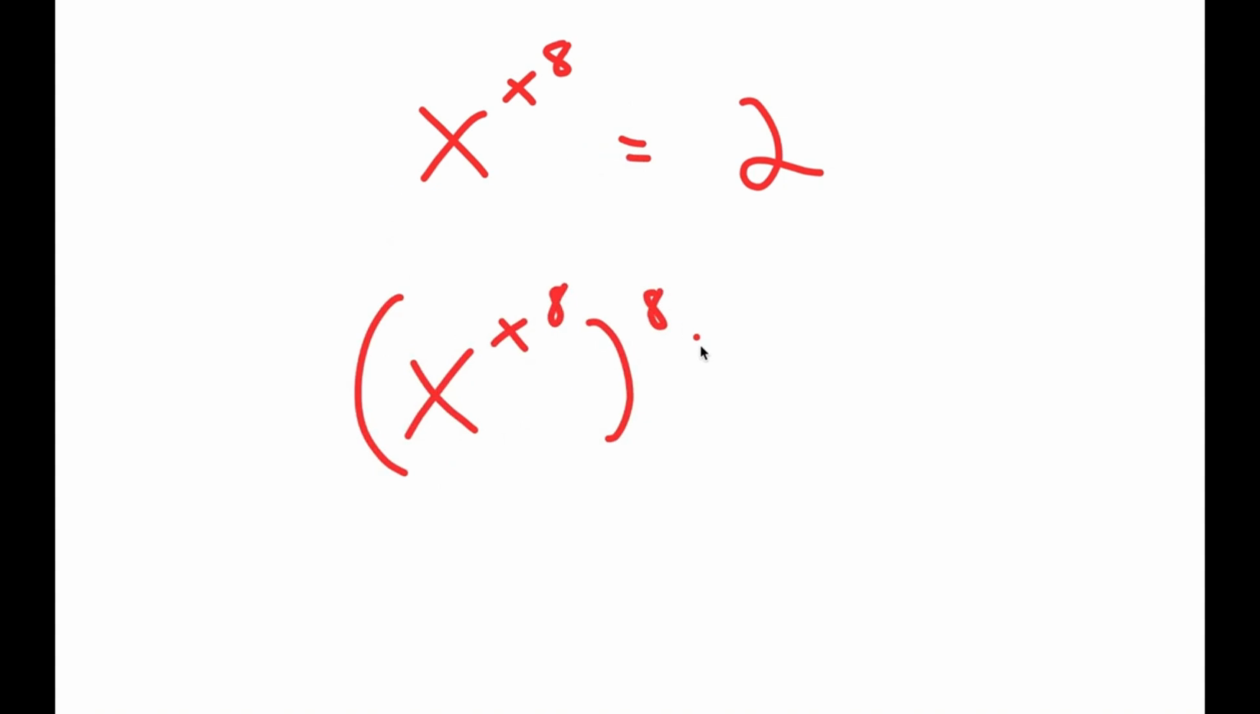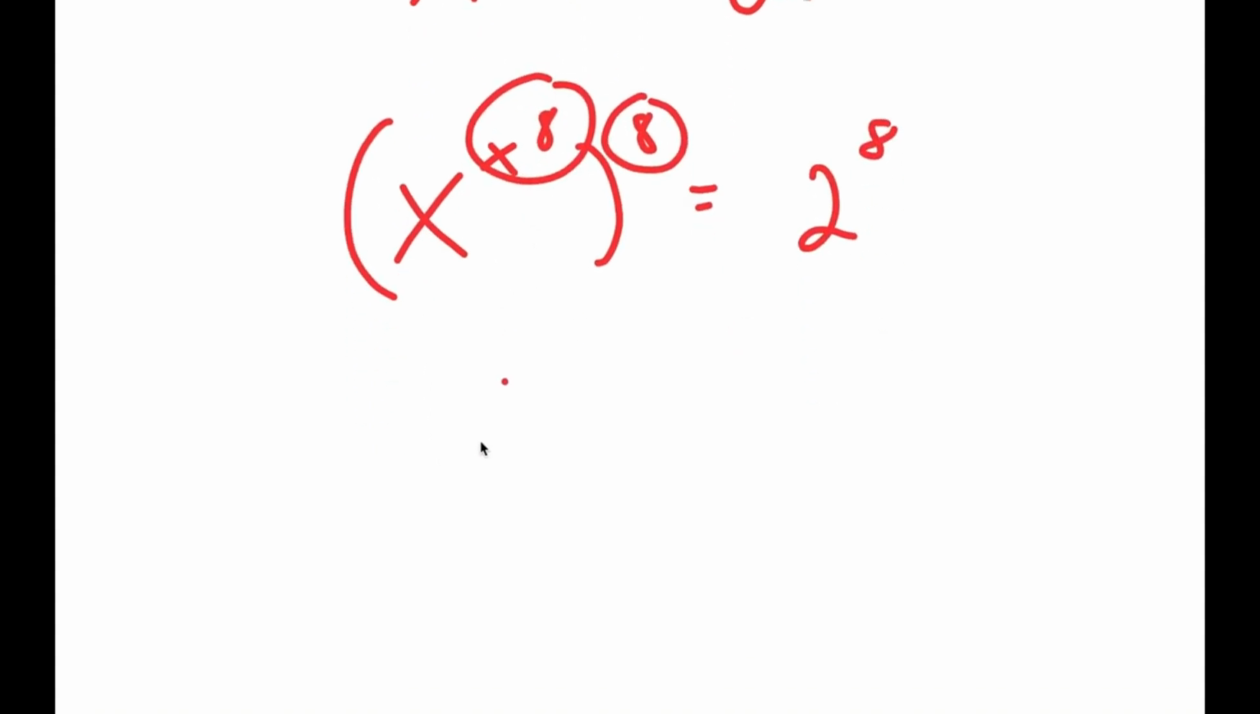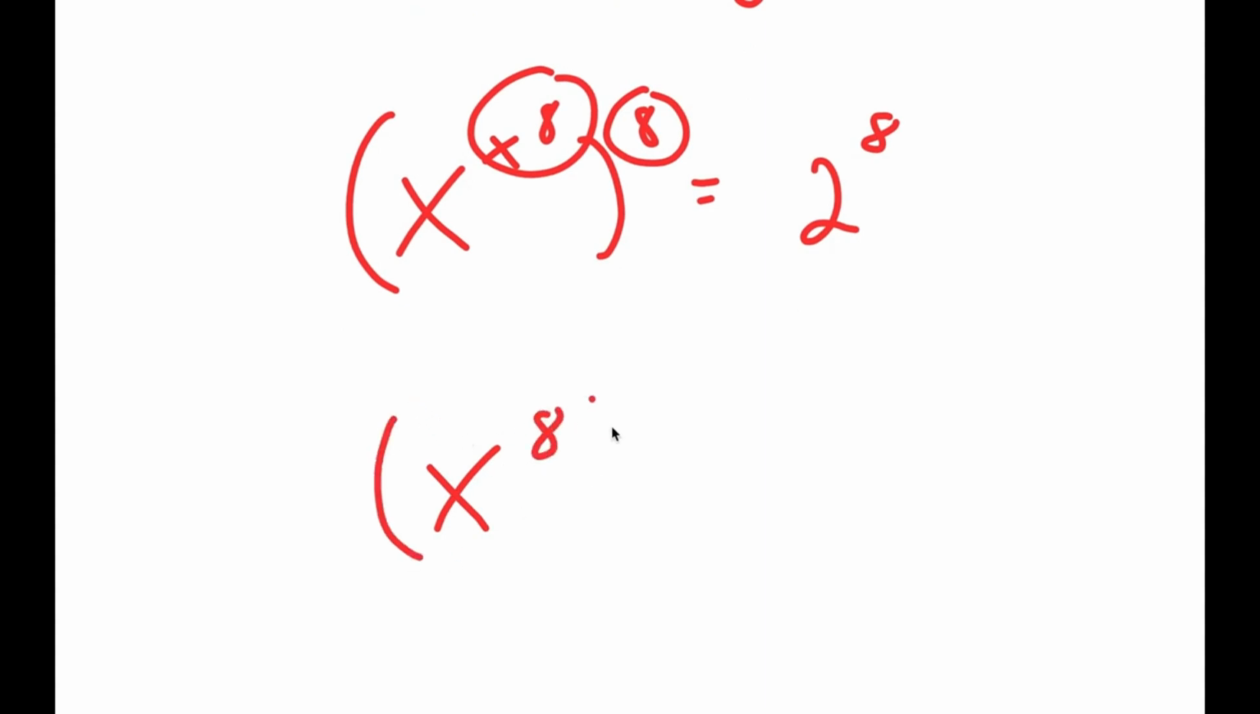Alright, so in this video, I'm going to solve the equation x to the power of x to the power of 8 is equal to 2. So I'm going to first start by taking the power of 8 on both sides. So I get x to the power of x to the power of 8, to the power of 8, is equal to 2 to the power of 8. And now I'm going to switch the places of these two. So I get x to the power of 8 to the power of x to the power of 8 is equal to 2 to the power of 8.